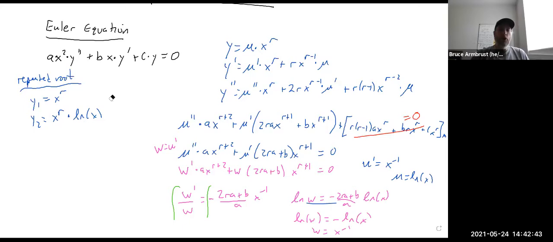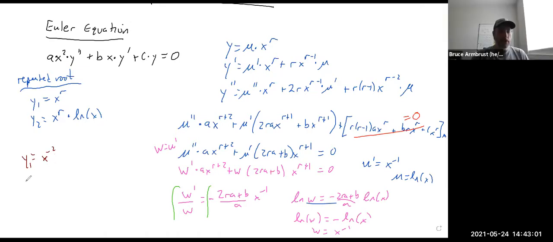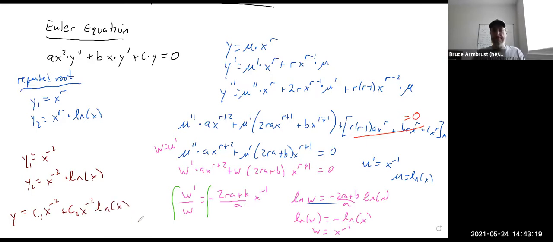So if we go back to the one that we were working on just a little bit ago, remember what we had found? That's the statement every time for repeated root for Euler equations. So y1 was x to the minus 2. That makes y2 x to the minus 2 times the natural log of x. So our solution to that differential equation then looks like this. Cool. It's just we use a different form because it's a different kind of differential equation.